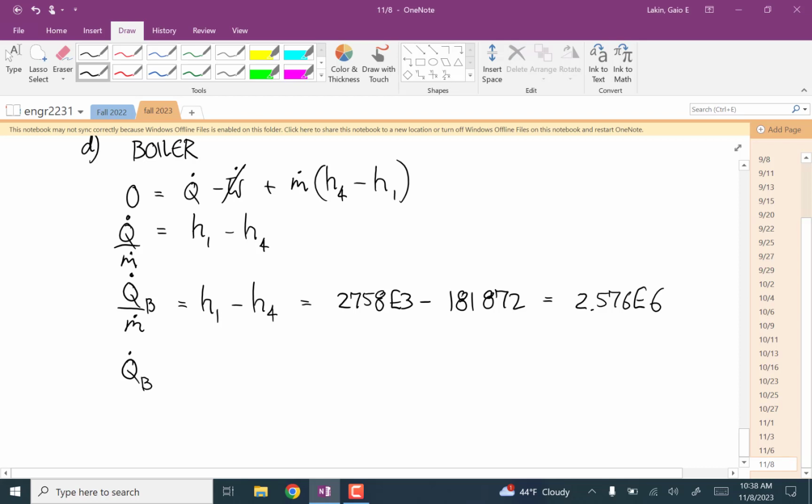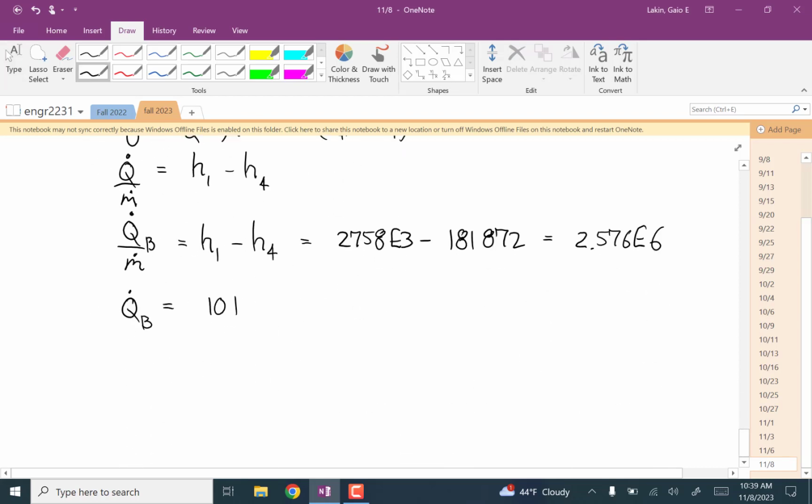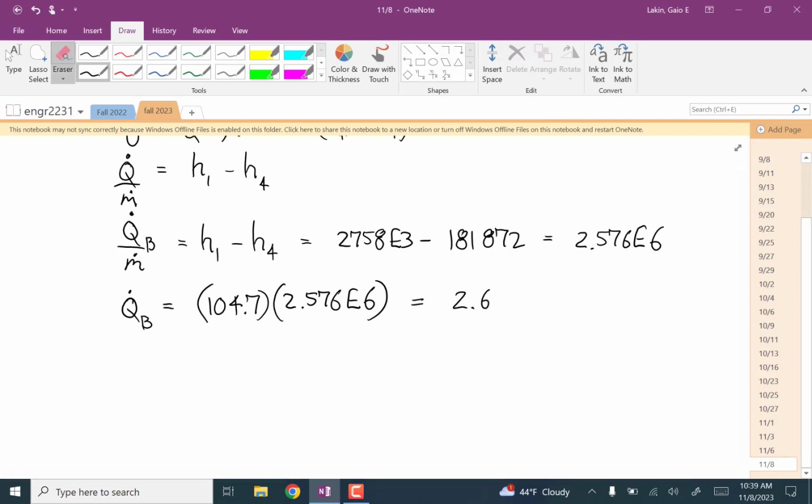So Q dot for the boiler is the mass flow rate times this. So 104.7 times 2.576 times 10 to the 6. And you get 2.70 times 10 to the 8. And this is in watts.